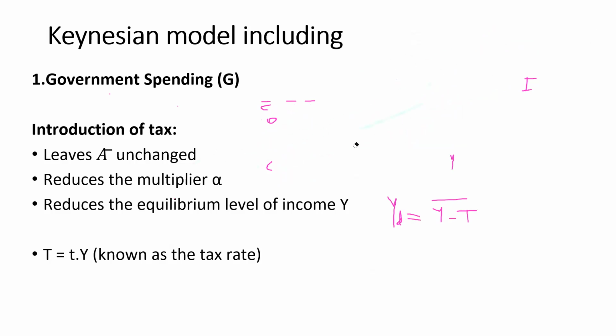So for this part, what you have to know is that government does not affect the multiplier. However, it does affect your aggregate expenditure as well as your income. Introducing taxation also affects your multiplier. It reduces the size of the multiplier, and it does not affect your aggregate expenditure or your autonomous aggregate expenditure. It also reduces your equilibrium level of income, because tax affects your disposable income. Then you also have to be able to calculate the total tax, which is tax rate times income.